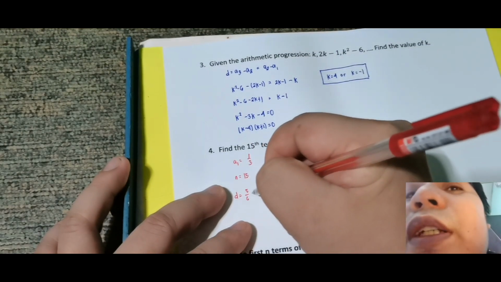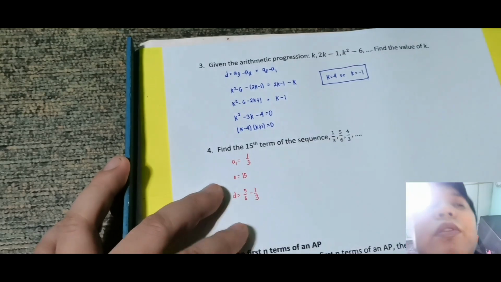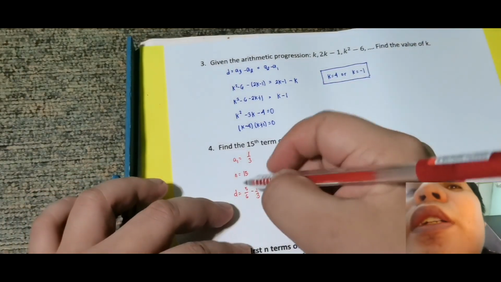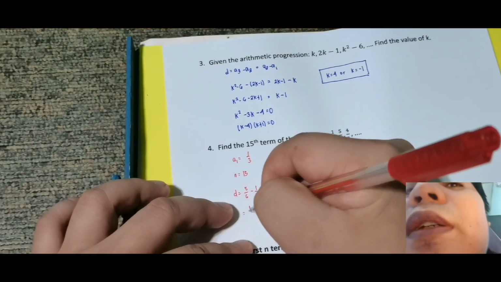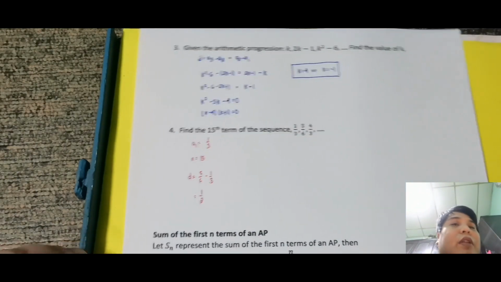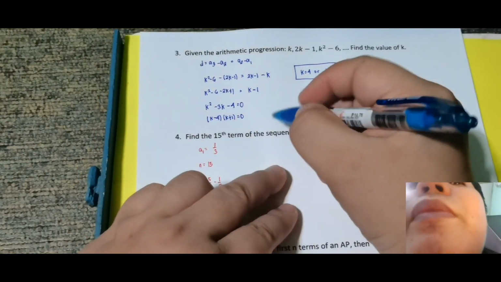That is 5 over 6 minus 1/3. So which is equal sa 5 over 6 minus 1/3. That is 1/2. Okay, so this is equal sa 1/2. So D is equal to 1/2. So ang hanahanap natin is A sub 15.